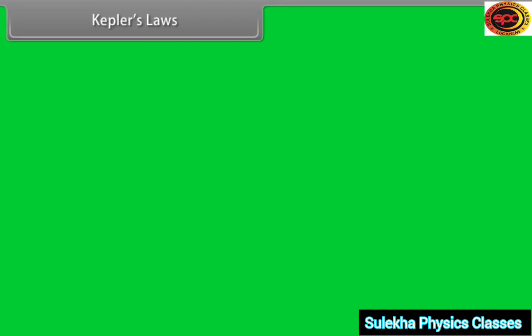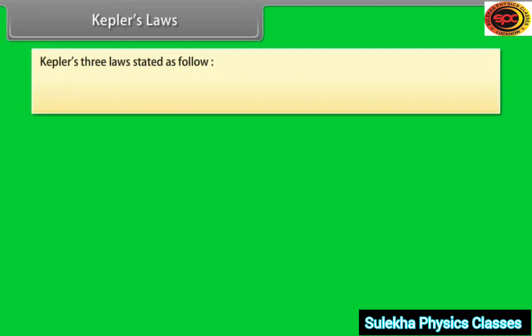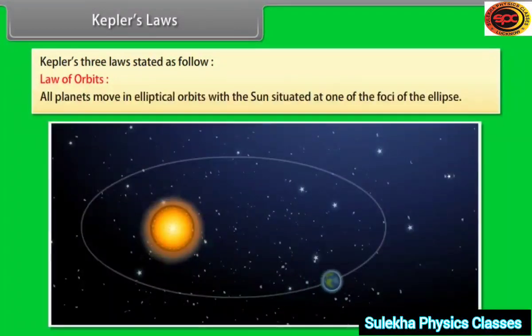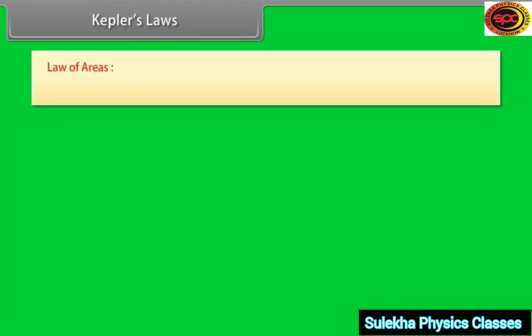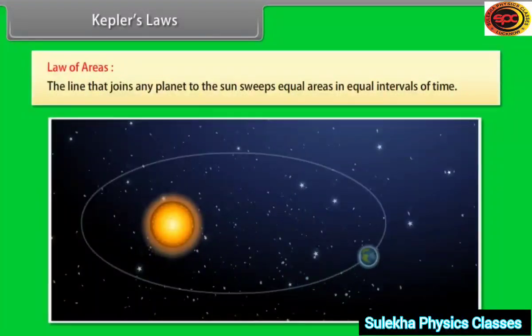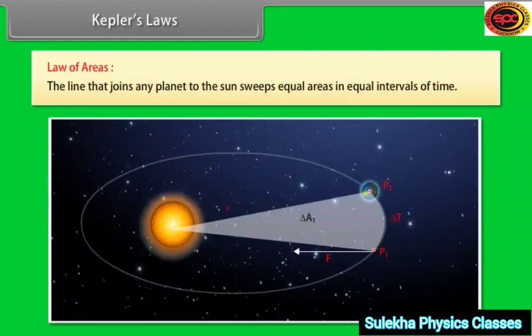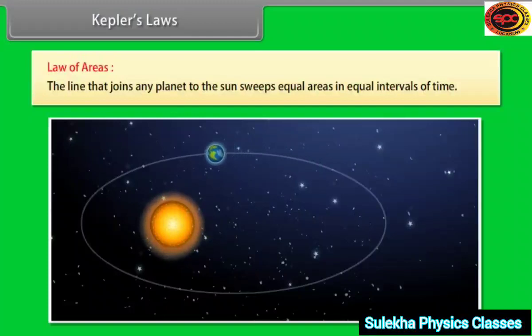Kepler's law. Kepler gives 3 laws. They are stated as: Law of orbits. All planets move in elliptical orbits with the Sun situated at one of the foci of the ellipse. Law of areas. The line that joins any planet to the Sun sweeps equal areas in equal intervals of time.